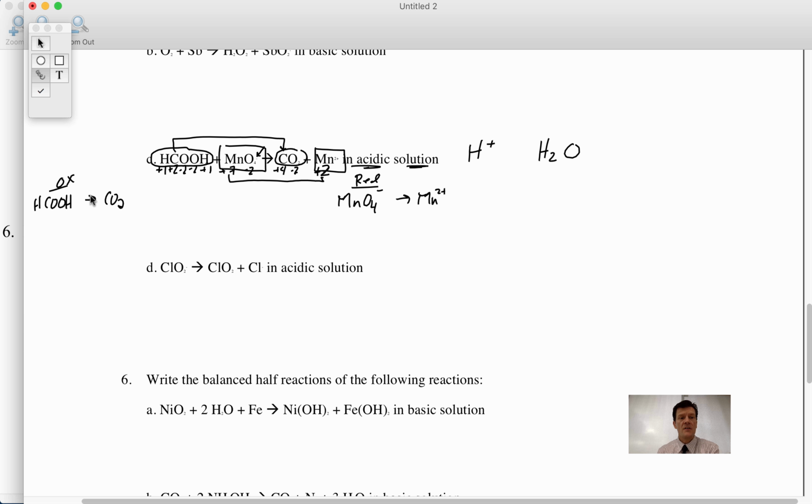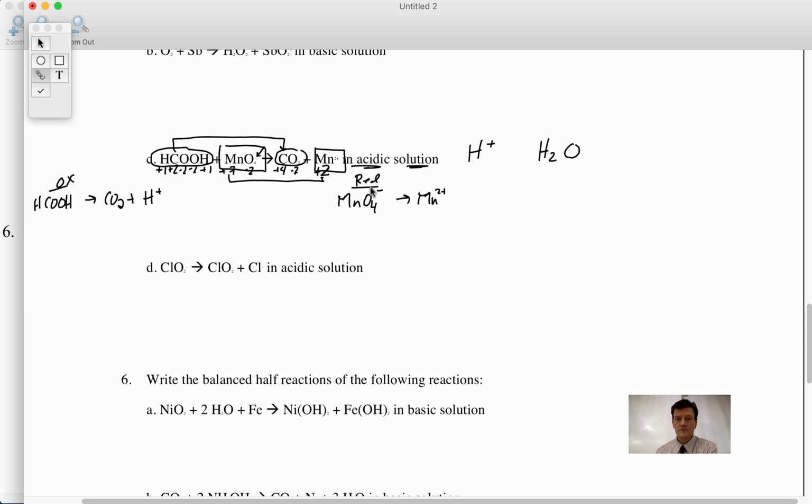So I'm going to balance all the elements in each of these half reactions, except for oxygen and hydrogen. I leave oxygen and hydrogen until last. So I look at this and I see that I do have a carbon on both sides, so that's all taken care of. And I'm going to do my oxygen next. I have 2 oxygens on the left, 2 on the right. That's taken care of. So my hydrogen, I have 2 hydrogens on the left, so I need 2 hydrogens on the right. I balance hydrogens with H+.